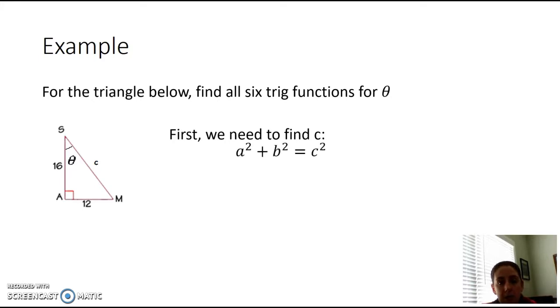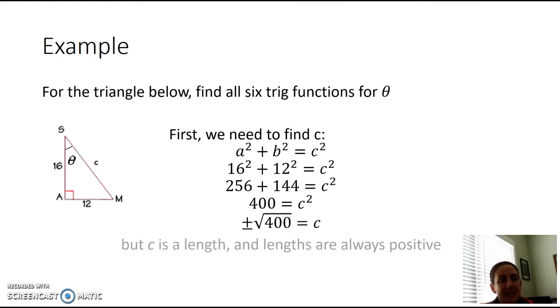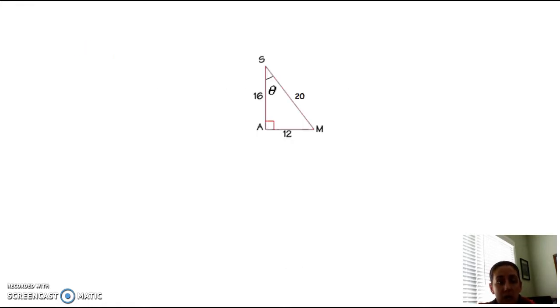So A squared plus B squared equals C squared. So 16 squared plus 12 squared equals C squared, and we can start solving for C. Now here, when we have 400 equals C squared, remember in order to take the square root of both sides, whenever you take the square root to solve, you have to take plus or minus. But C is a length, and lengths are always positive. So C is actually just positive 20. Now we have the triangle complete.